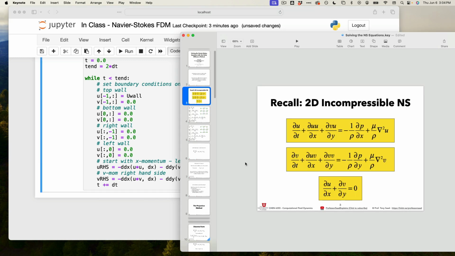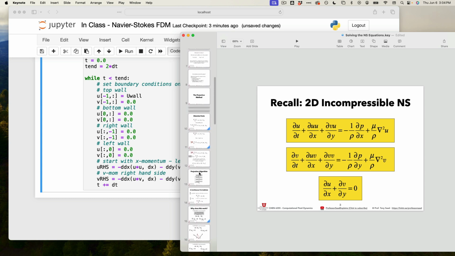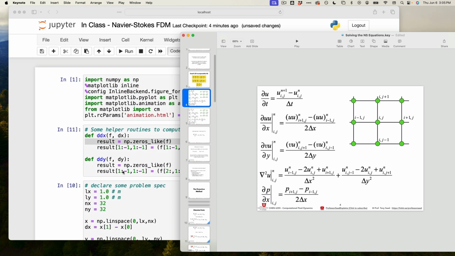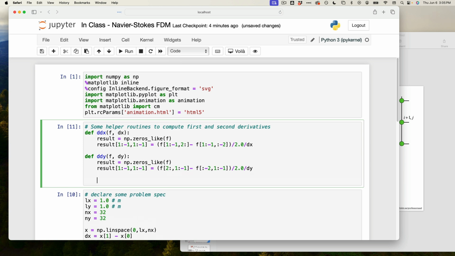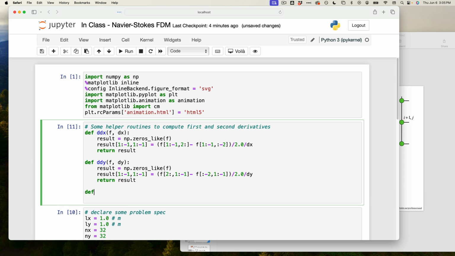Now let's do diffusion. The same way we did a routine for advection, we will do a routine for diffusion, and that routine is just going to be one of them because it combines both x and y derivatives. So I'm going to call it the Laplacian. And I made a mistake here. I need to return result. It's the same mistake I make every year. Return result. Now I'm going to define Laplacian, again, for a quantity f, and dx and dy.